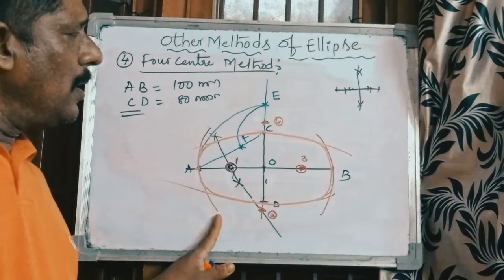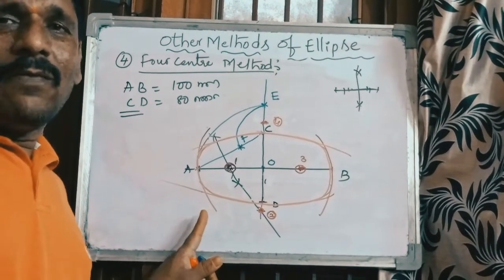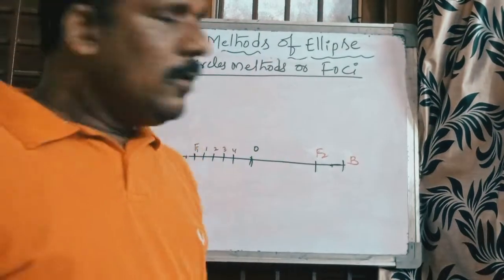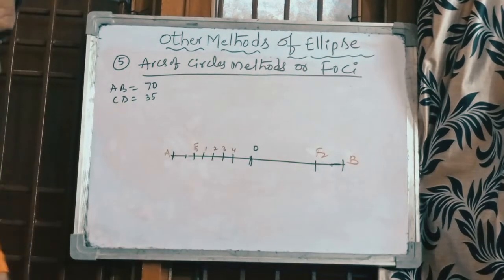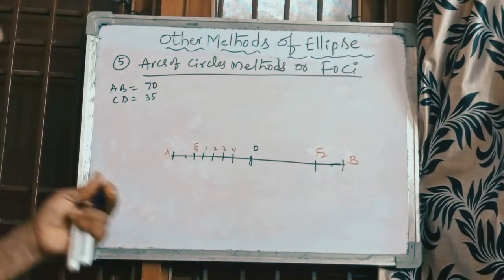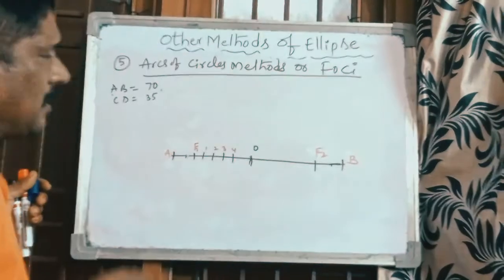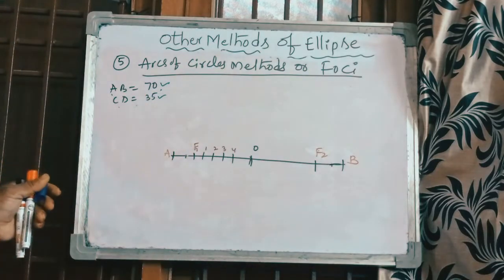We will go for the last method, the 5th method, the foci method or arcs of circles method. Okay, the next method is the arcs of circles method. So listen carefully, this method is very important. Here A to B is given as 70 mm and C to D is given as 35 mm.